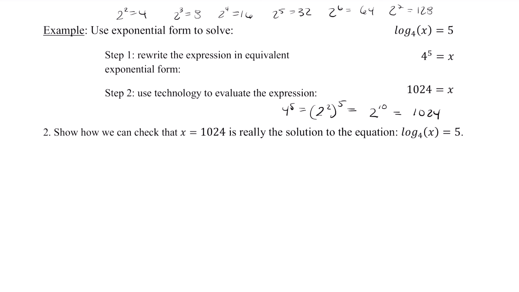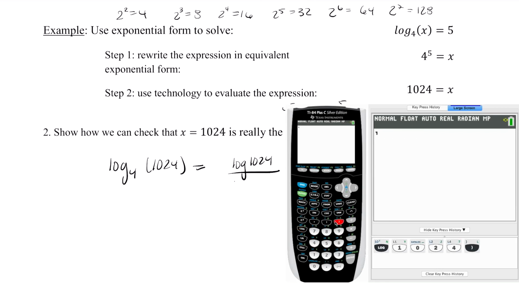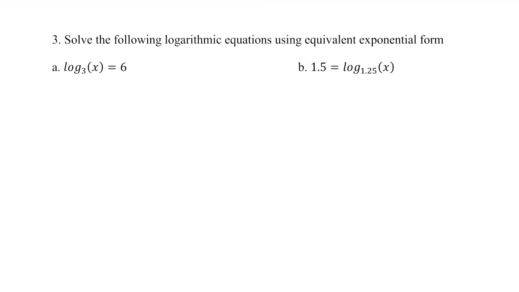All right, so let's check that this is actually a solution to this equation. And for that, let's use our TI graphing calculator. And we want to check that this is a solution. So I'm going to rewrite this as log base 4 of 1024. And I'm going to put this number here into my calculator and see if it indeed equals 5. So on your calculator, we need to use a change of base formula, which is log 1024 in the numerator over log 4 in the denominator. And we end up with 5. So that's definitely correct.